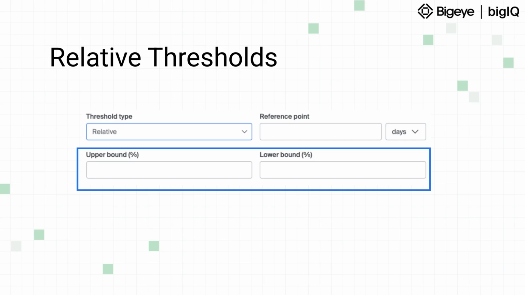This is good for period-over-period comparisons, especially when your data isn't on a fixed cadence. But heads up, this is not ideal if your data has strong seasonal trends. Auto-thresholds are best for this scenario.